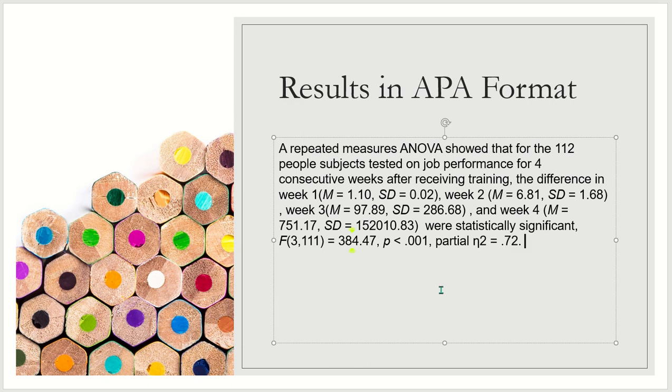And by the way, partial eta squared is the effect size. So 0.72 is quite a high effect size, so our result is not only a significant test, but it's also a very strong relationship between our groups. So apparently, receiving training in this case really helped individuals.